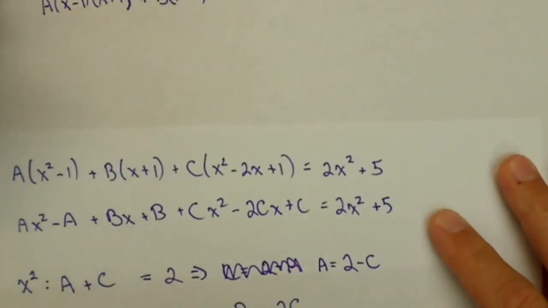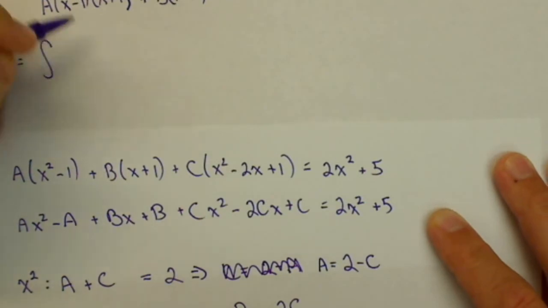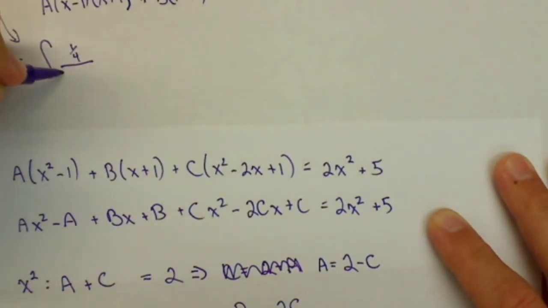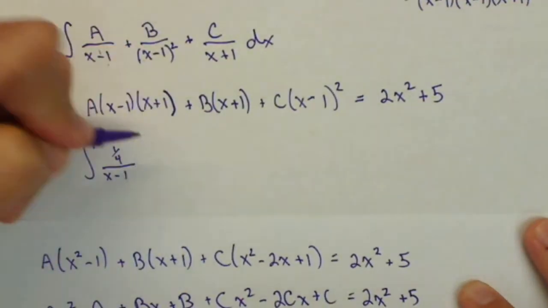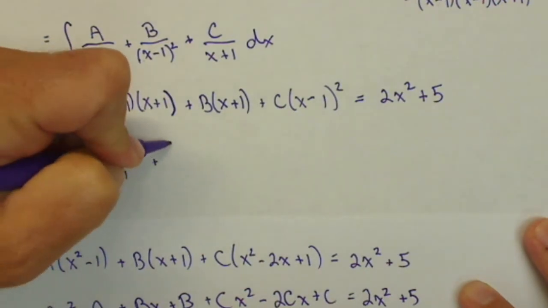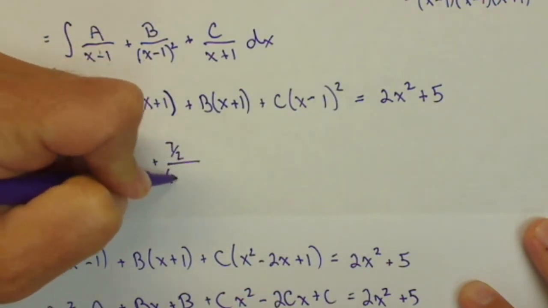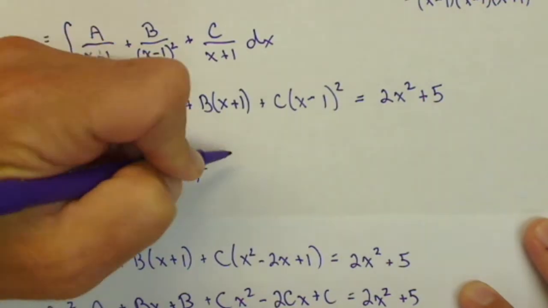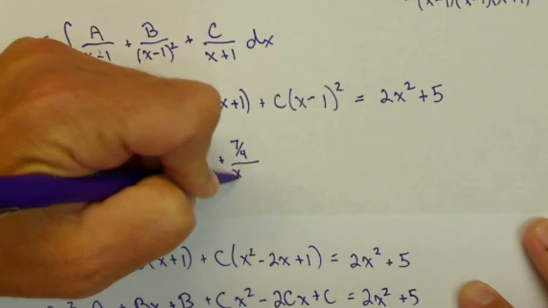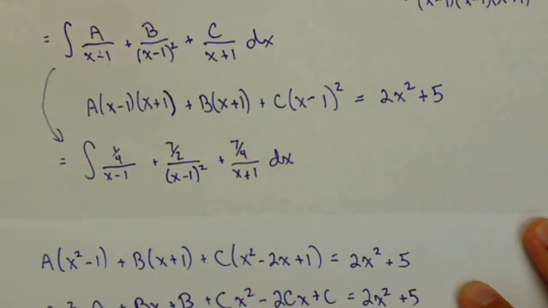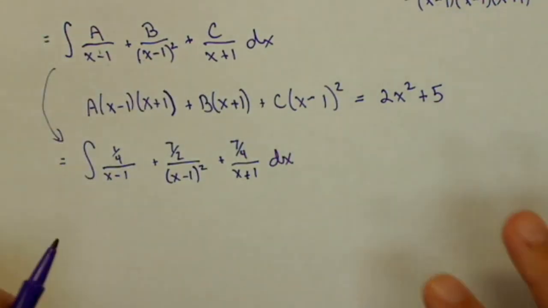So coming back here, I'm going to plug those in for my a, b, and c. So we're going to skip that line there, come here. So I have 1/4 over x minus 1. Sorry, you can't really see that, can you? My b was 7/2, so plus 7/2 over x minus 1 squared. And finally, plus 7/4 over x plus 1 dx. We now have an integral we can do piece by piece.